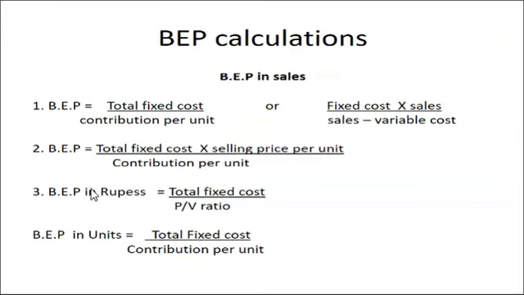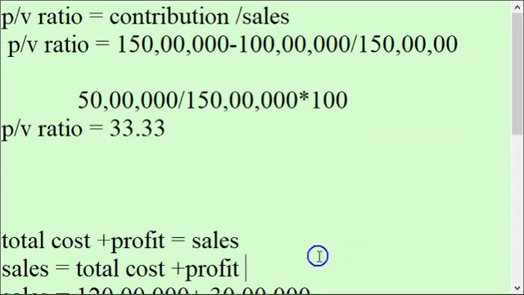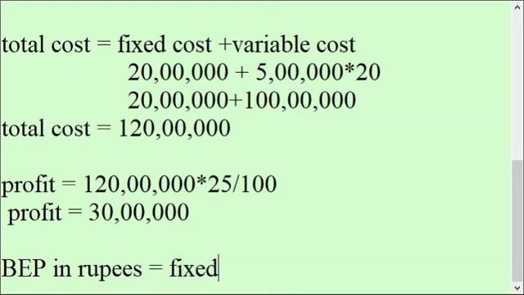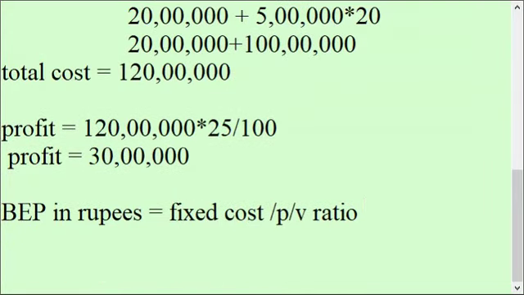So here BP in rupees is equal to total fixed cost divided by PV ratio. Okay. So next, we have to calculate BP in rupees. BP in rupees is equal to fixed cost divided by PV ratio. How much is the fixed cost?